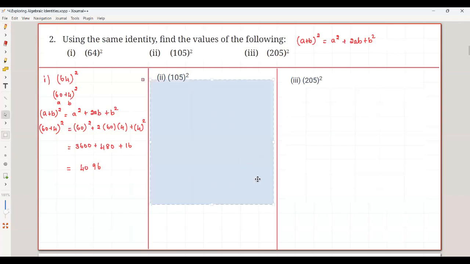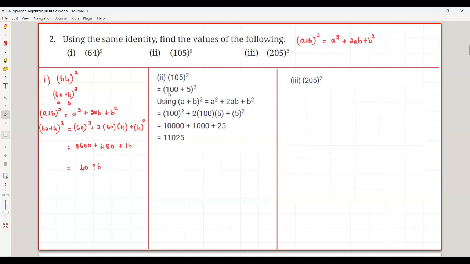For the next question, 105 can be split into 100 plus 5 the whole square. Using the identity A plus B the whole square, we can write it as A square plus 2AB plus B square. Now replace A with 100, B with 5. 100 square is 10,000 plus 2 into 100 is 200, 200 into 5 is 1000. 5 square is 25. Just add everything. So you're getting 11,025.